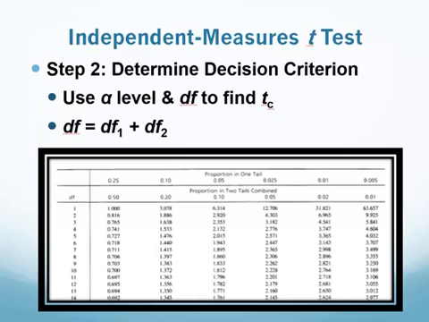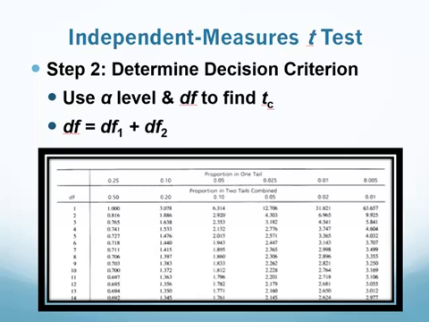The first sample had 7 people. The second sample had 5 people. So really, the degrees of freedom formula is the sample size of sample 1 minus 1 plus the sample size of sample 2 minus 1. So 7 minus 1 plus 5 minus 1 is going to give us a degrees of freedom of 10. So we'd go over here to the degrees of freedom of 10. We'd go all the way across until we found 0.05 and 1 tail. And the value at that space is a T critical of 1.81.